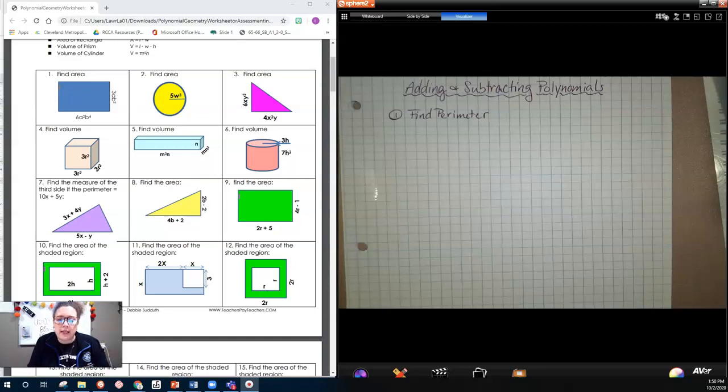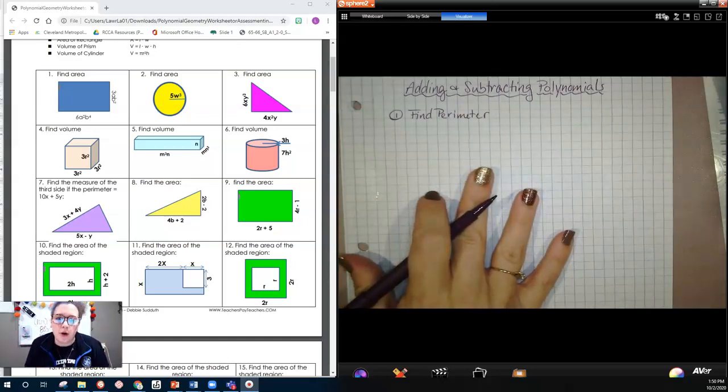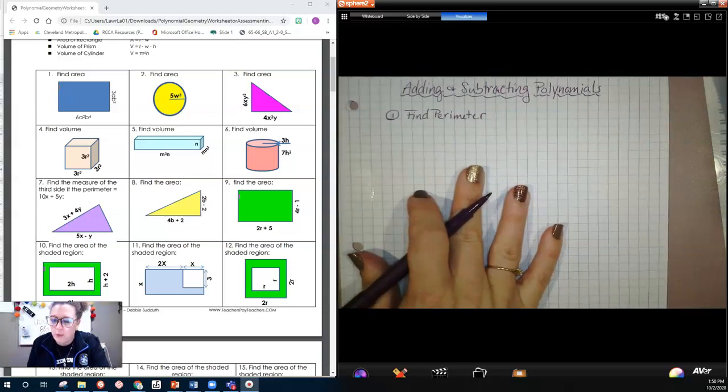So as you can see, the right side of the screen is where I'm going to do some work, and then the left side has some problems. I'm not going to do all of those problems. I just wanted them up as that visual. Some of them say find area. We're going to pretend it says find area. I just wanted to use the shapes from the worksheet.